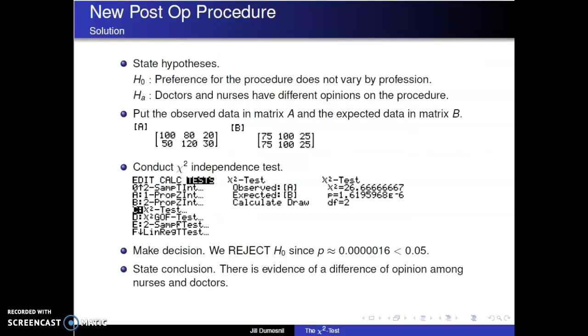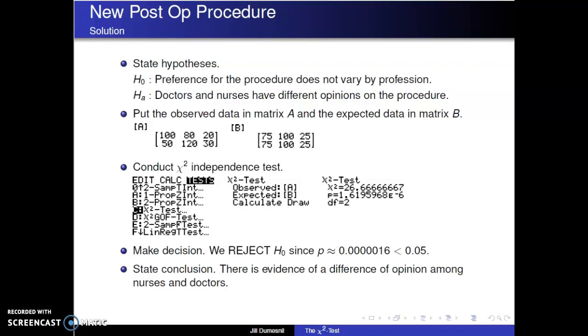Now that we have our observed and expected data, we can proceed with the independence test. We explicitly state our hypotheses. For this test, we need to input our data into matrices instead of lists since the data is two-dimensional. Then we conduct the test.